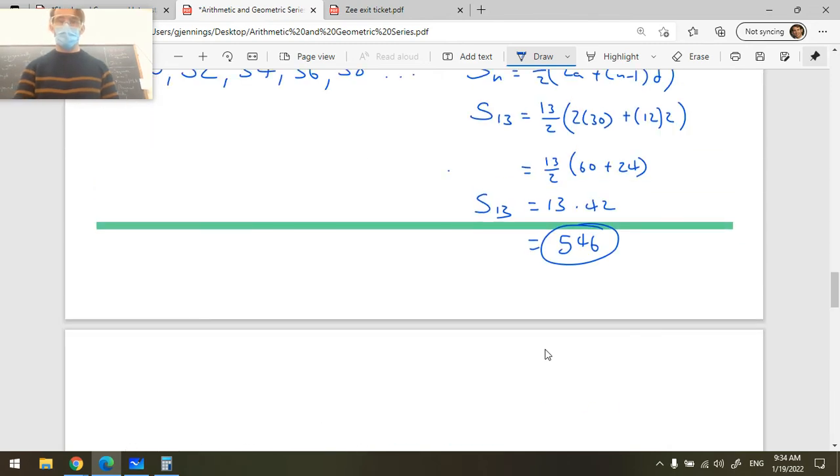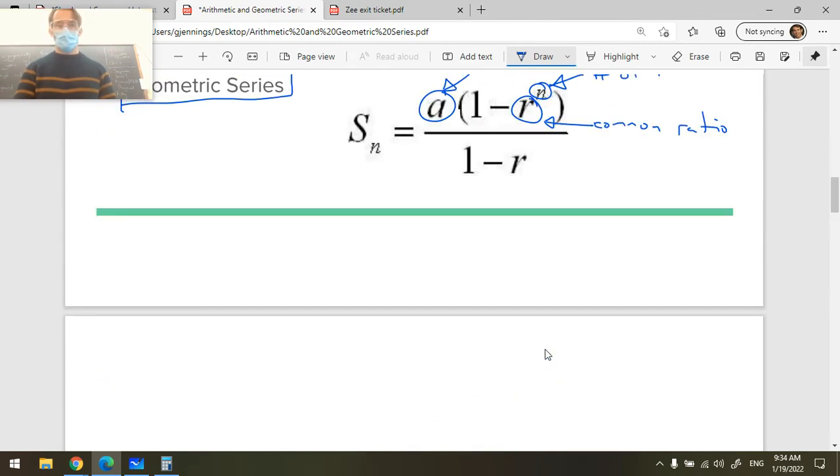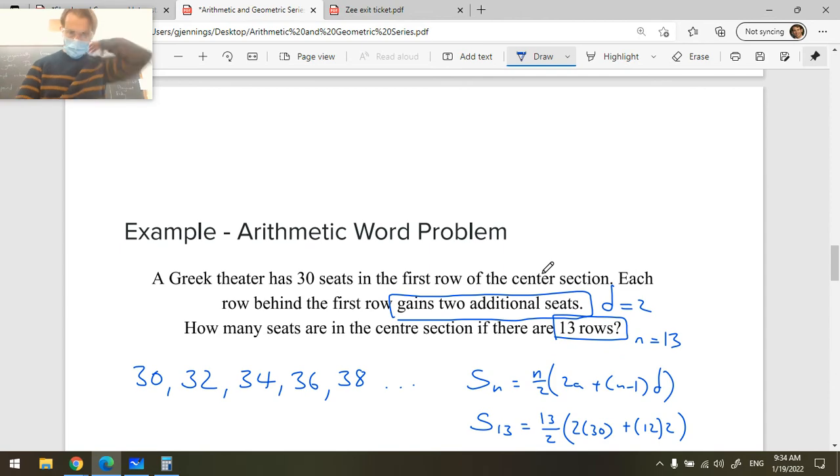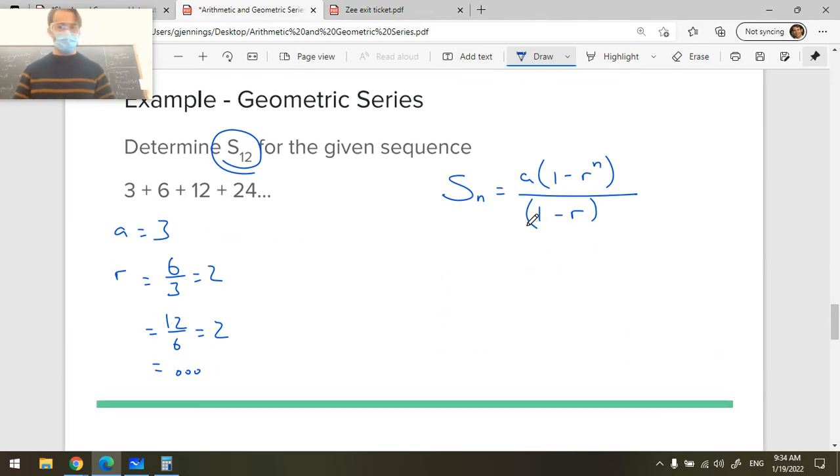And then I go and I check my formula and I make sure I got it right. I know I got it right, but there it is. A times 1 minus r to the n over 1 minus r. Congratulations, you got it right. Now you sub in and plug and chug. A lot of plug and chug this unit.